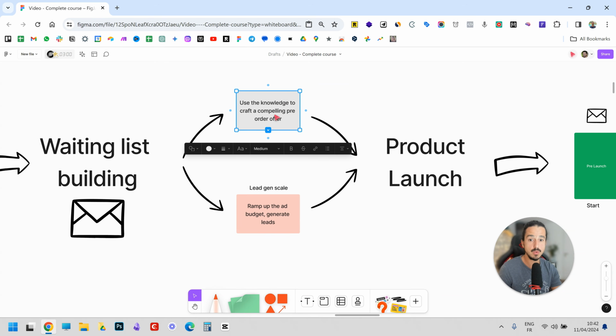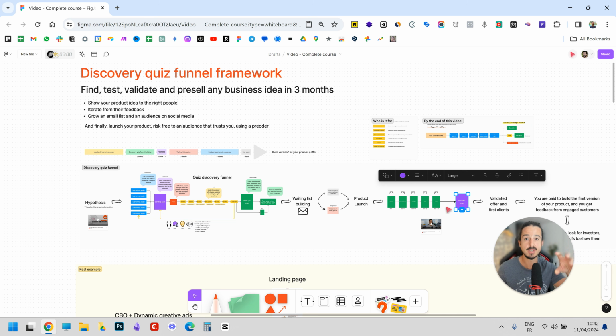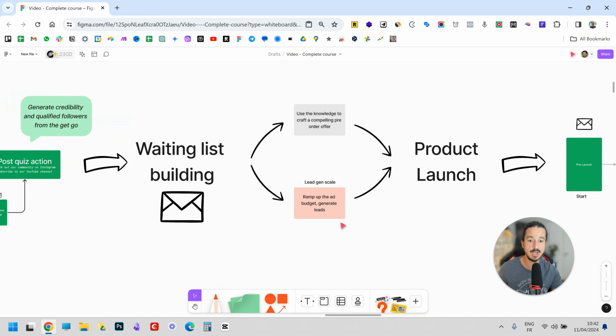In this step, you use the knowledge to craft a compelling pre-order offer. Basically, you just transform what you get there into the page that you are going to send people to at the end of the launch.